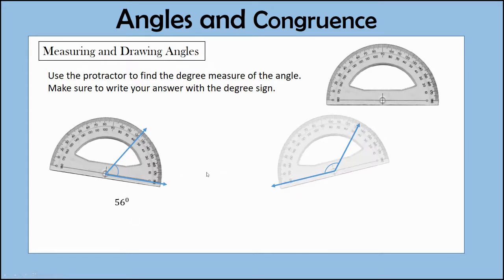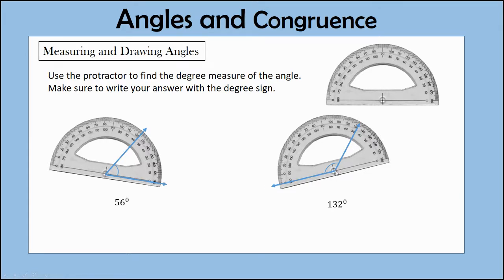Over here, I take my other angle, I put my crosshair right on the vertex, and I put the ray going right down the zero line. Notice that this time, since the ray is going to the left, I'm going to use the outside set of numbers because that's where the zero is. We always work off of the zero that's on that ray. So 10, 20, 30, 40, 50, all the way over to 130, about 132 degrees is what this angle would be considered. That's how we measure angles.